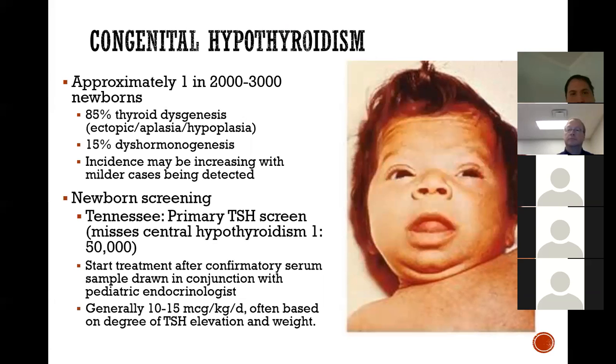Usually dosage is going to be 10 to 15 micrograms per kilo per day, but it is based to some degree on how elevated the TSH is and the weight of the child.